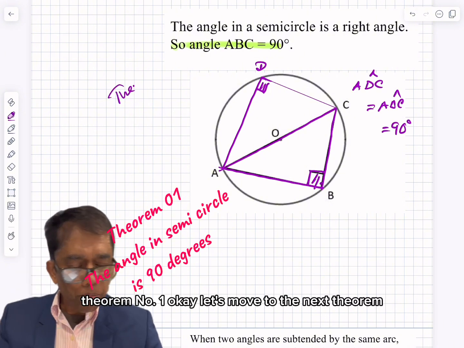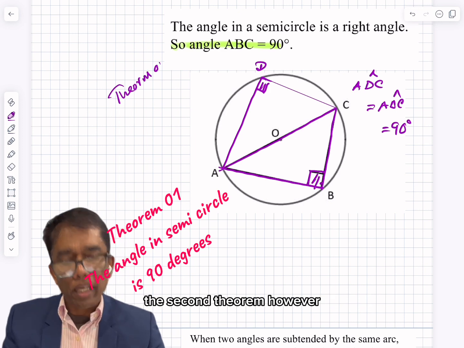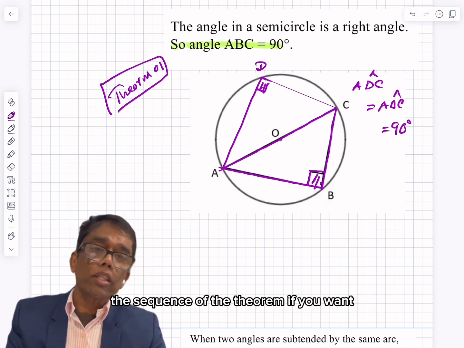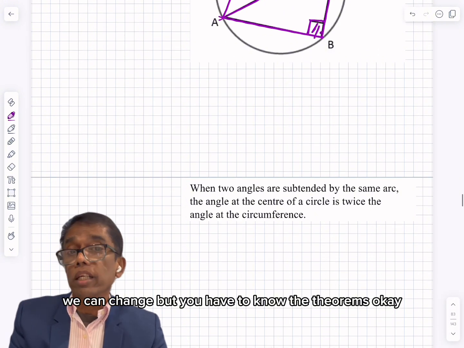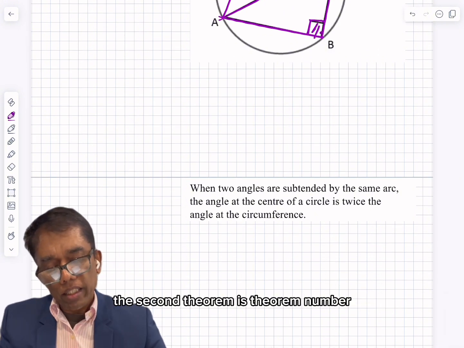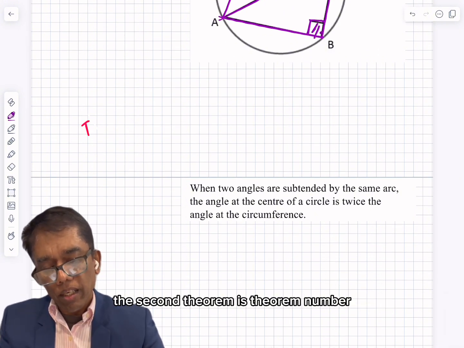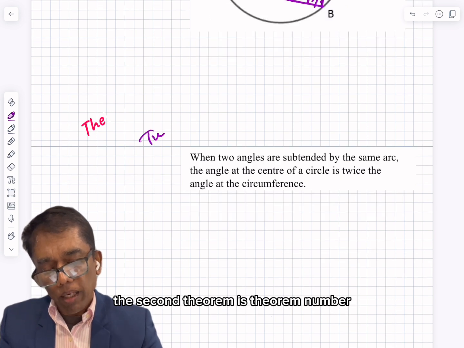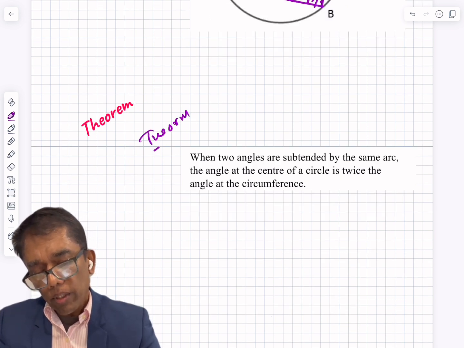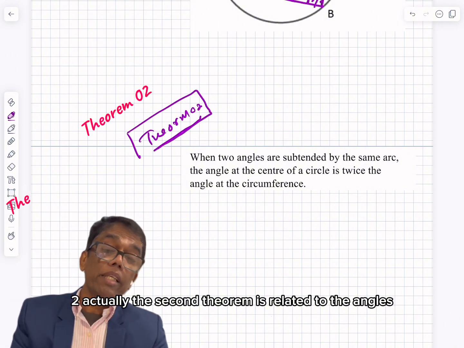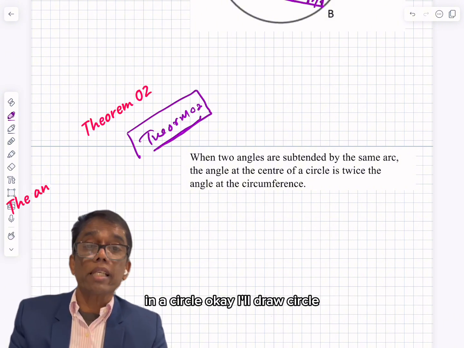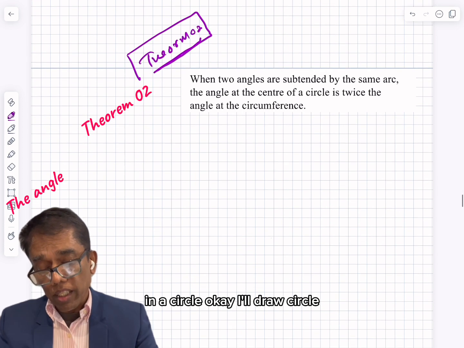Okay. Let's move to the next theorem, the second theorem. However, the sequence of the theorems, if you want, we can change, but you have to know the theorems. Okay, the second theorem is theorem number 2. Actually, the second theorem is related to the angles in a circle. Okay, I'll draw a circle.